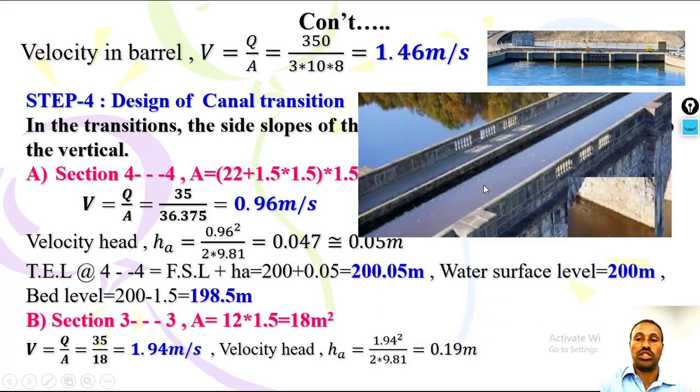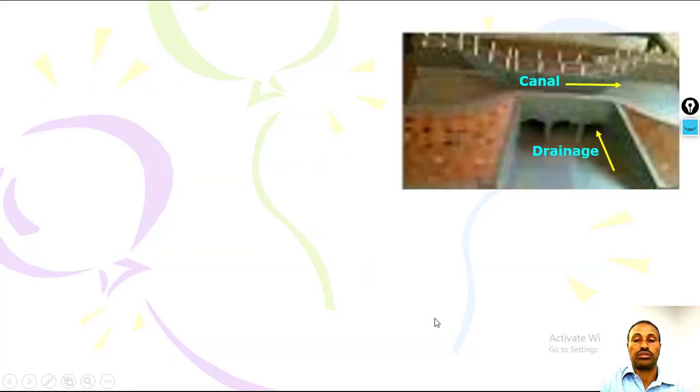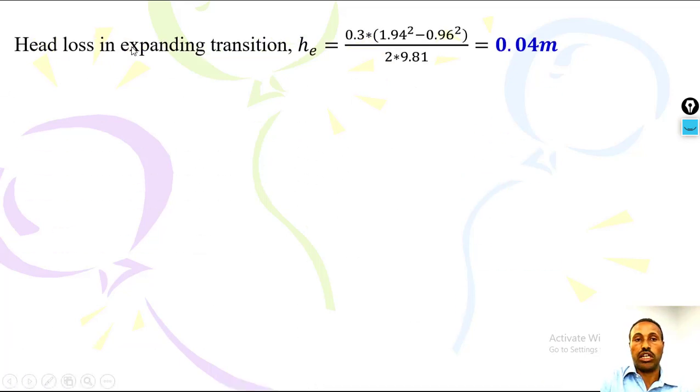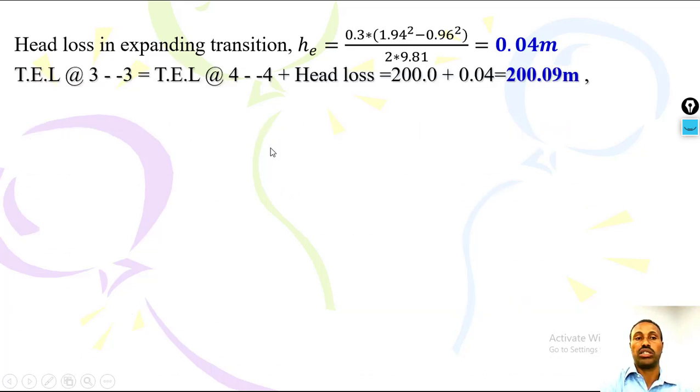Then this is just to show you the two compartments you have. Then you have the transition here downstream. This is the drainage. Let's see the head loss in the expanding transition. You have this equation: initial velocity square minus second velocity square over 2G, then you get 0.04. Then you can calculate the total energy level at section 3-3.